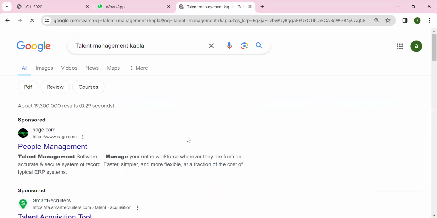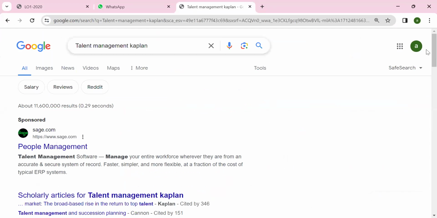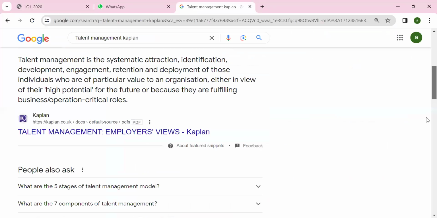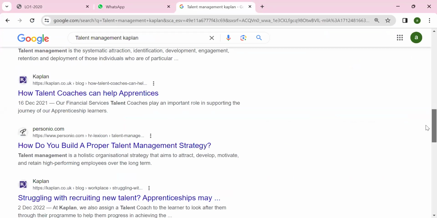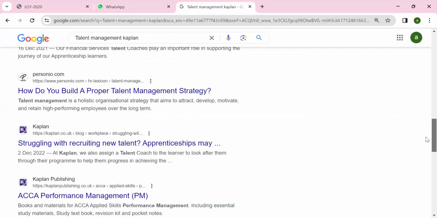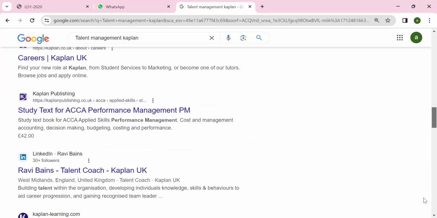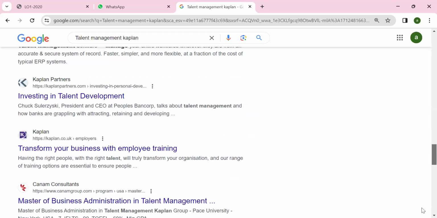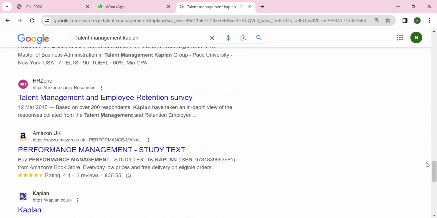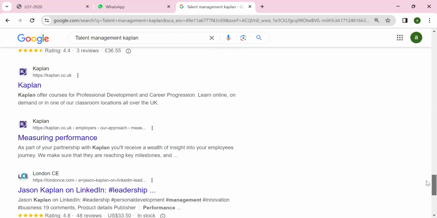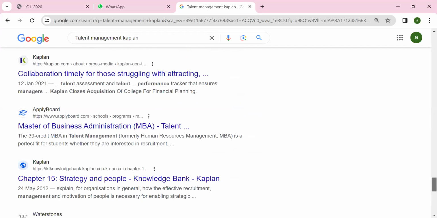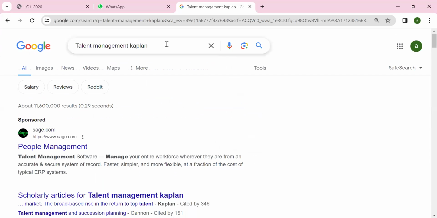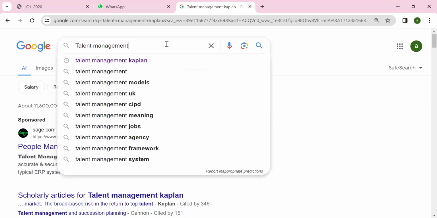And next to that, if we want to look around Kaplan, we can try, because Kaplan also published a lot of resources. We can look around talent management of employees' views, and how the talent coach can help in apprenticeships. According to the LinkedIn stage, we just focus on what talent management is about.